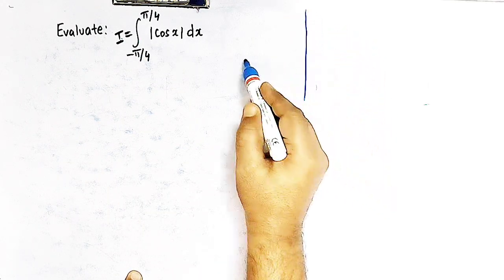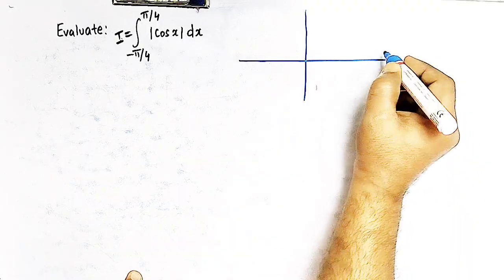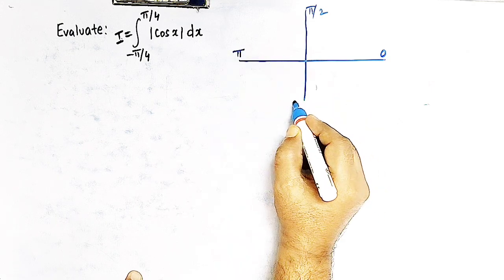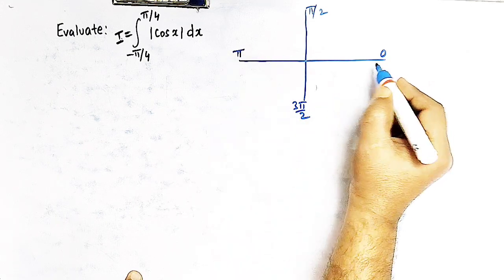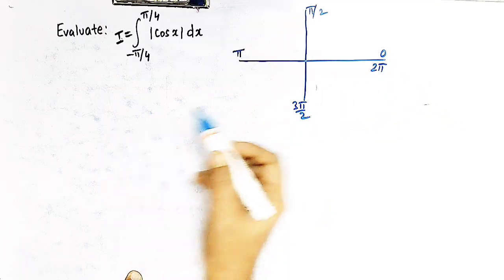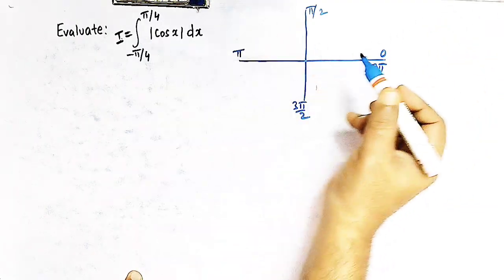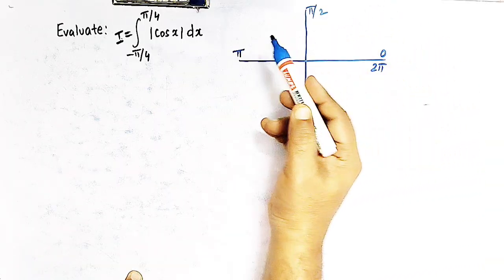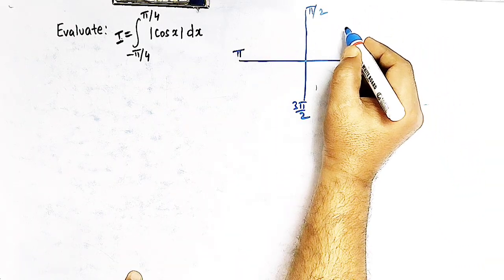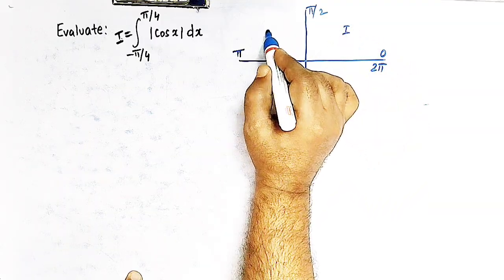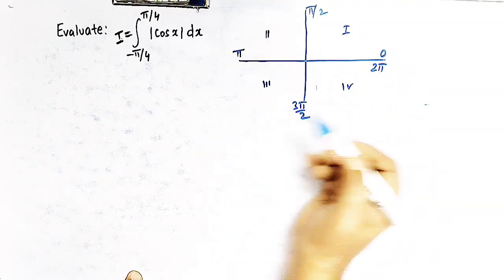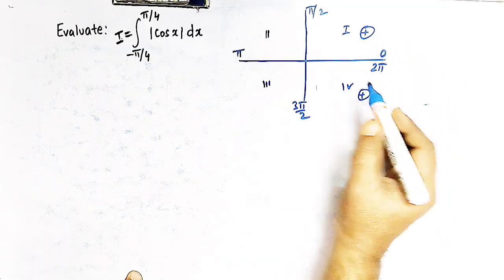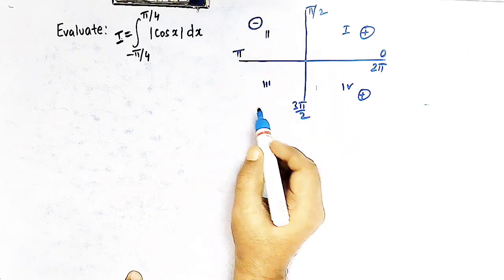So here we have the four quadrants. Here we have 0, here we have pi by 2, here we have pi, then we have 3 pi by 2, and here we have 2 pi. Now we know that the cosine function is positive in the first and fourth quadrant, and it is negative in the second and third quadrant. So here we have the first quadrant, here we have second, third, and fourth. So cosine function is positive in the first and fourth quadrant, and it is negative in the second and in the third quadrant.